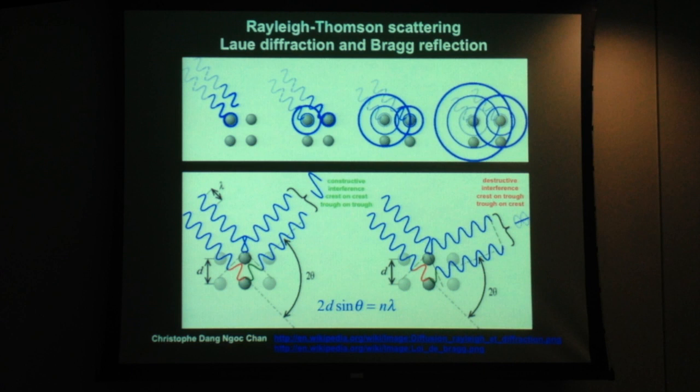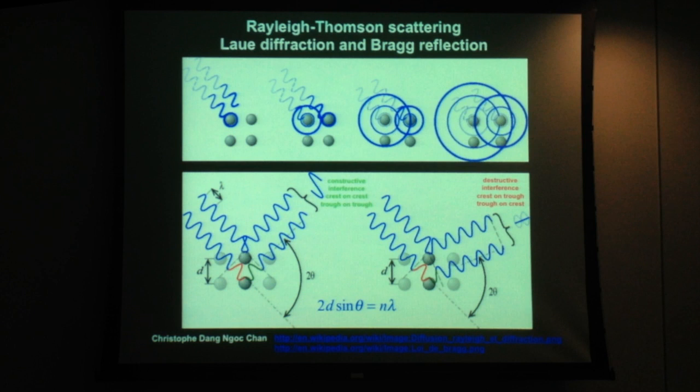I have a question about this. Are these three, the Laue diffraction, Bragg reflection, Thomson scattering, three separate entities that combine to give diffraction, or are they just three different models describing it?